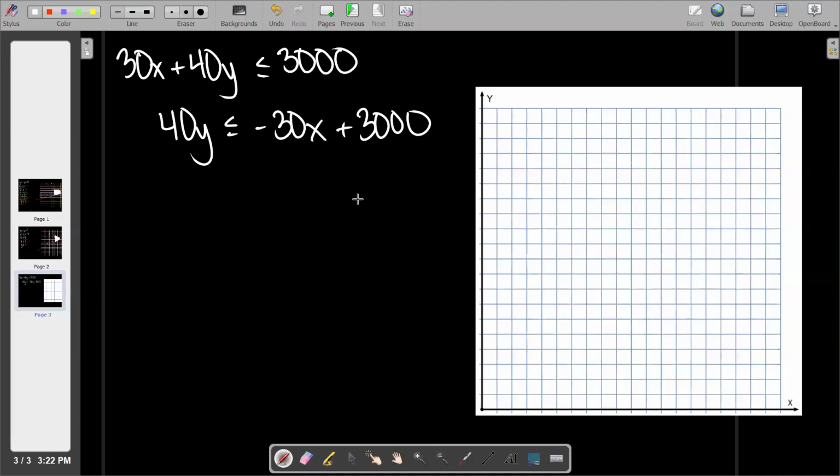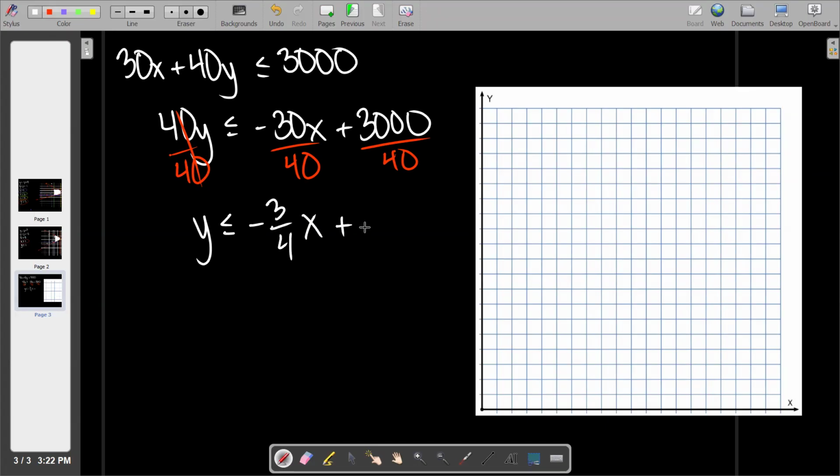So let's divide everything by 40. And if we divide everything by 40, then this is where the division magic sort of happens. And so we're going to wind up with something now that's a little bit closer to home. So we're going to get y is less than or equal to 1/3 negative 3 fourths of x plus what?